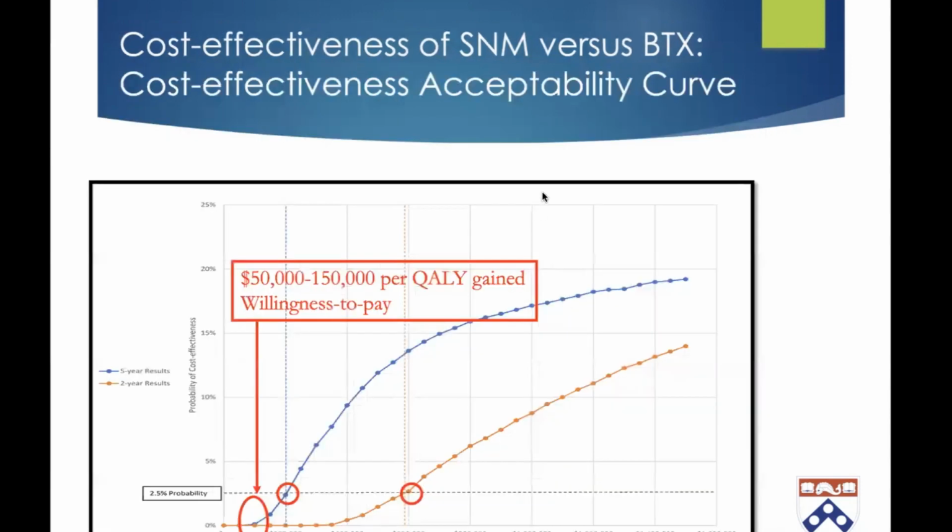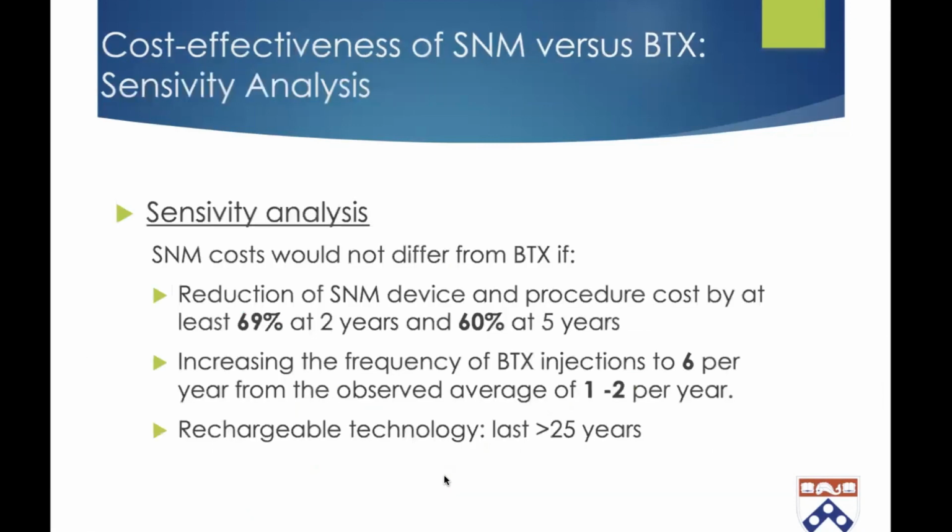And here is a cost-effectiveness acceptability curve showing willingness to pay, like we talked about in the US, which is about 50 to 150,000 per quality gain, and we're way out here. The InterStim is not even close, so it's not cost effective.